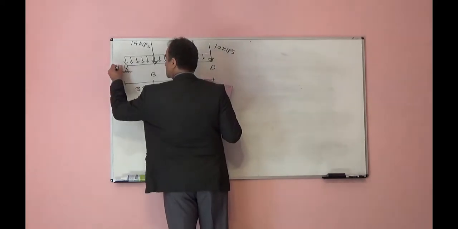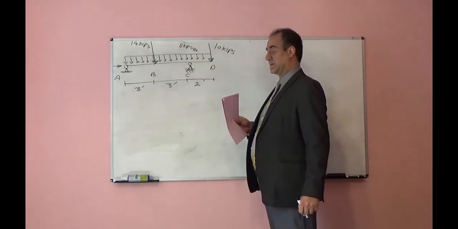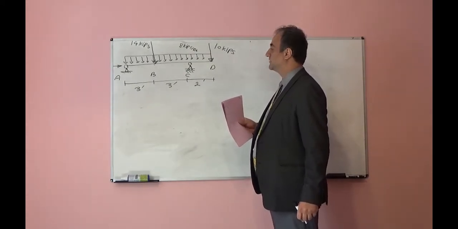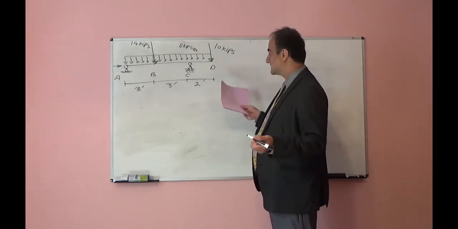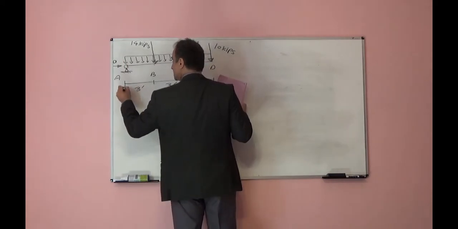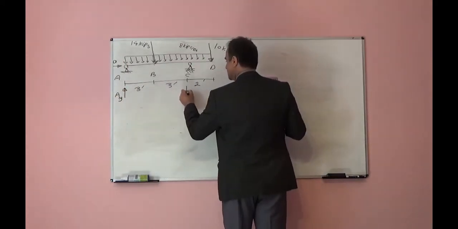There is no force in the horizontal direction because there is no external force. In the horizontal direction, summation of forces in the x direction is equal to 0. So AX plus, there are no forces, is equal to 0. AX is equal to 0. We know that. This is AY, this is CY.